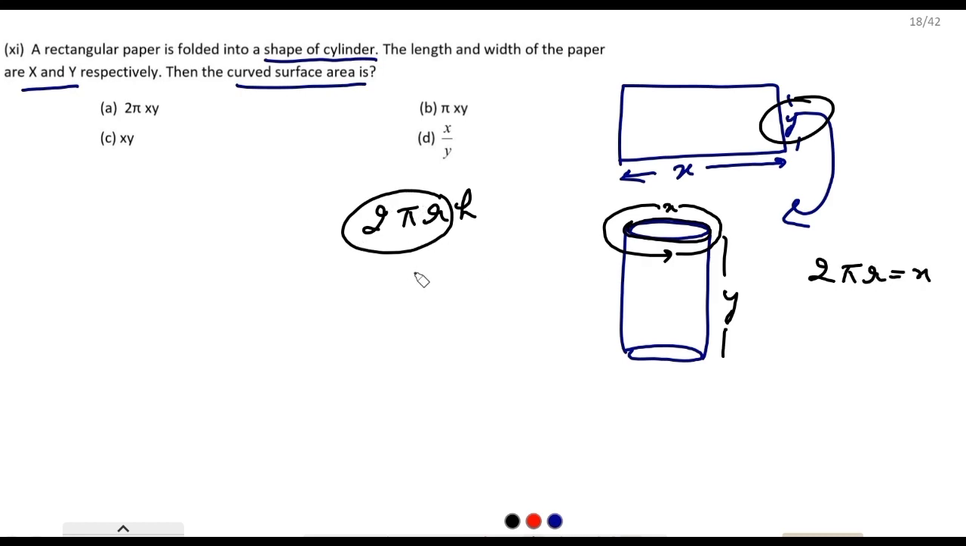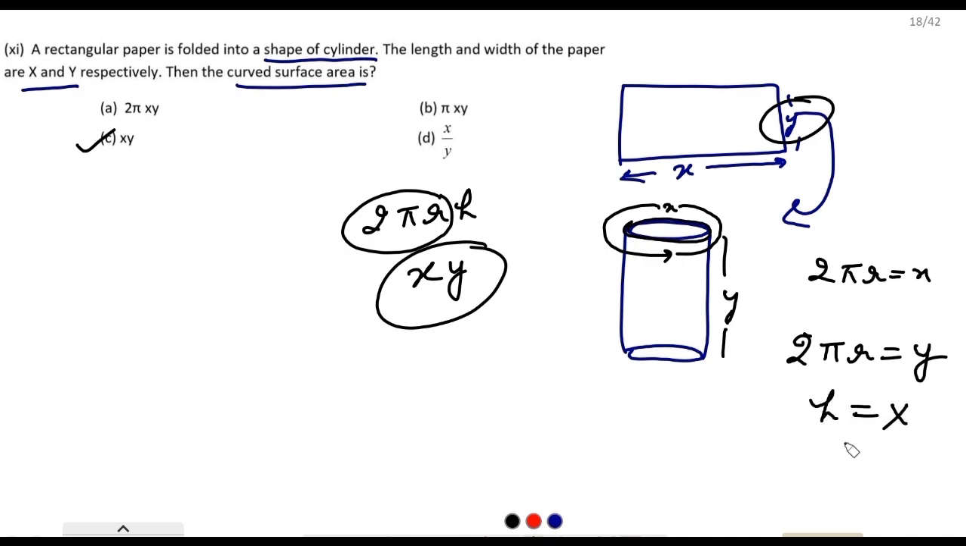So we are replacing 2 pi R by X and H is Y, then XY will be the curved surface area. अगर reverse case भी लेंगे तो भी answer same मिलेगा. In that case 2 pi R will be equal to Y and H will be equal to X, but the curved surface area will be same.